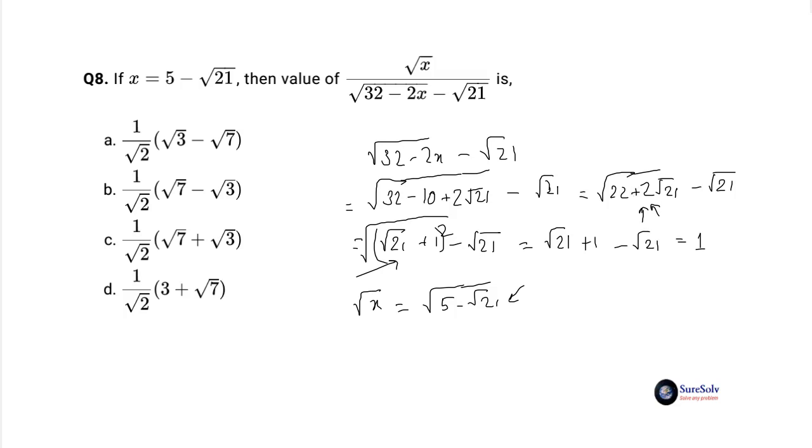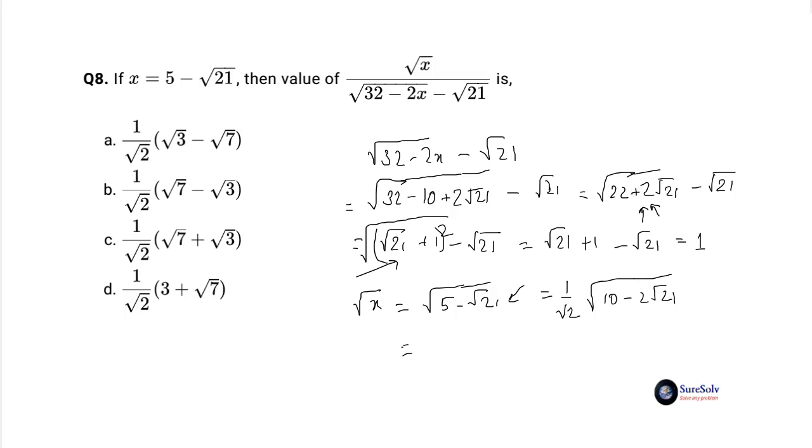Here we'll multiply and divide the surd expression 5 minus root 21 by 2 to get 1 by root 2 root over 10 minus 2 root 21. We have forcibly introduced the coefficient of 2 with the surd term root 21. This time we'll break up the root 21 into its two factors, root 7 and root 3. The sum of the square of these two terms will be 10.